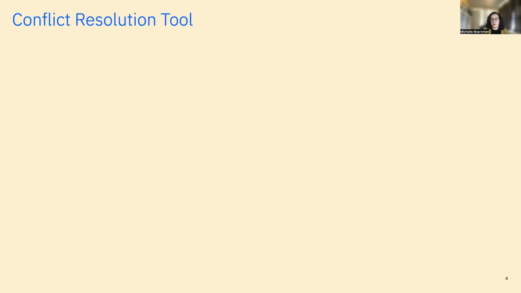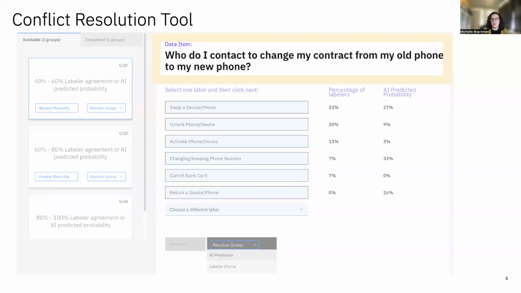First, I will talk through our conflict resolution tool and the variations that we used in this study. The default mode in our tool is manual conflict resolution, in which users see an individual data item like you can see here. We show an example of a short text data item from our study, but this tool could also be used for other types of data like images.